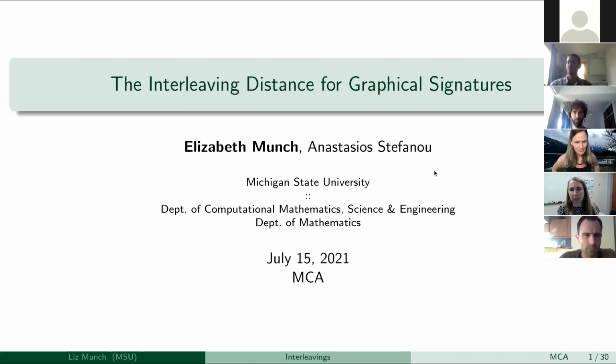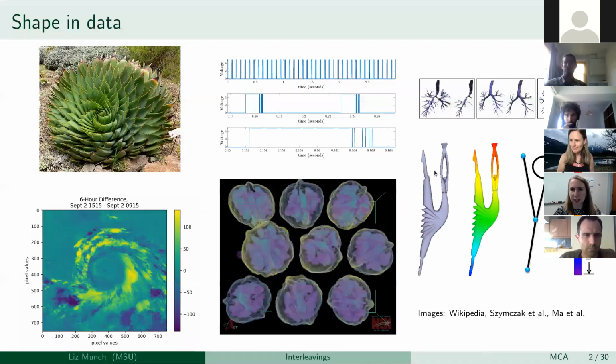Most of the work that I'm going to tell you about today is work with my former PhD student, Anastasio Stefanou. He was really instrumental in building a lot of the theory I'm going to talk about. Just to give you some context about me, I work in data analysis. I do topological data analysis, and the general game plan is trying to find shape and structure in data.